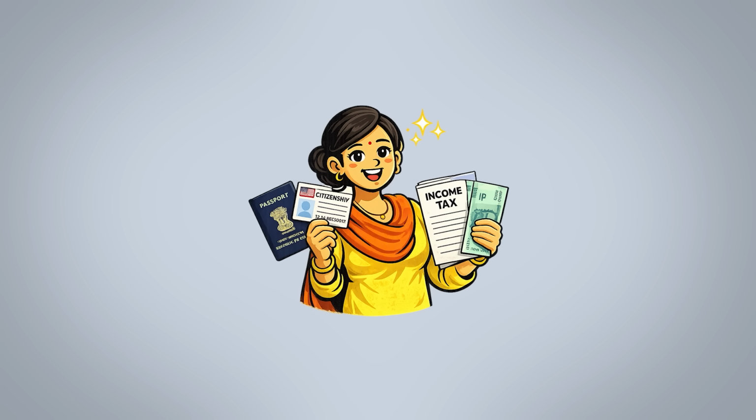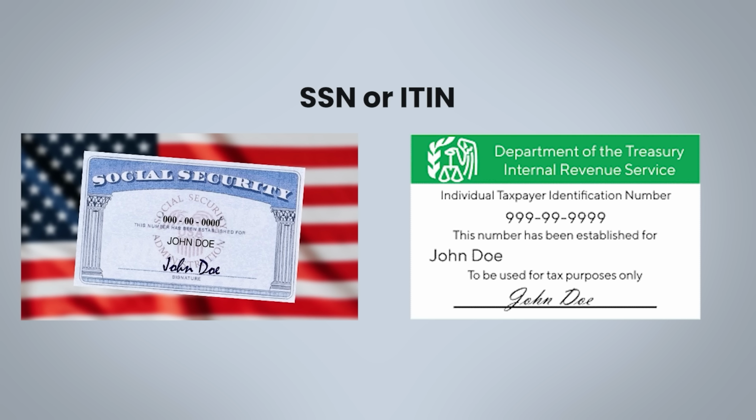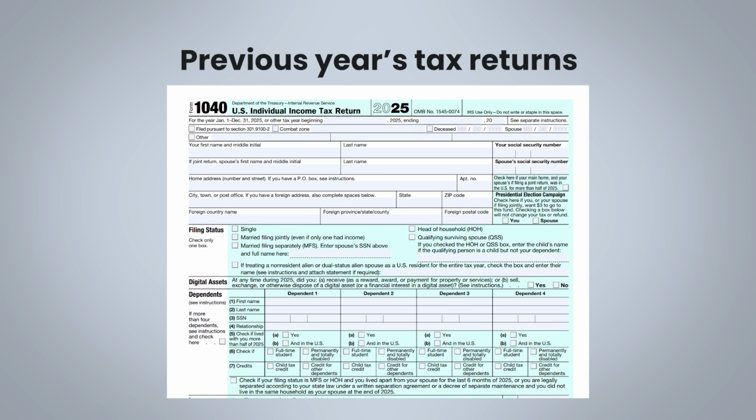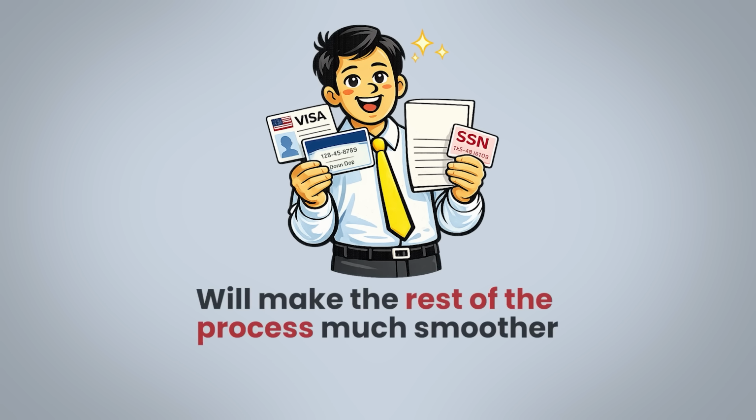The first thing you want to do is gather all your basic documents. This includes your SSN or ITIN, passport and visa details, previous year's tax returns. It may sound simple, but having everything in one place will make the rest of the process much smoother.